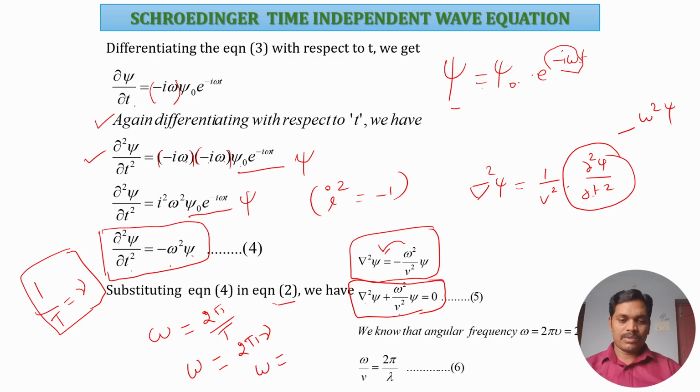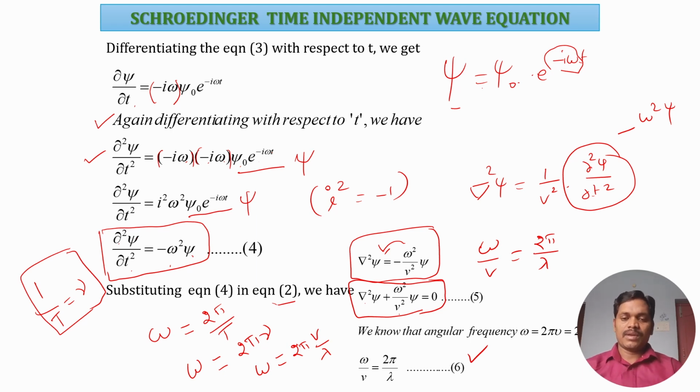So omega equal to 2 pi, instead of nu, you can substitute v by lambda. If it is wave nature, you can substitute c. Particle nature, you can substitute v. So rearranging this equation, bringing omega by v here, it is equal to 2 pi by lambda. That's what is given in equation 6. I hope now you can understand.